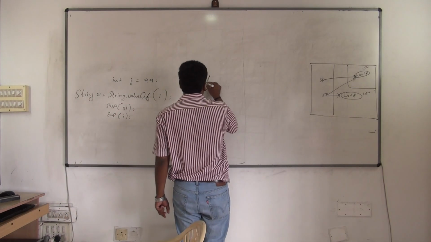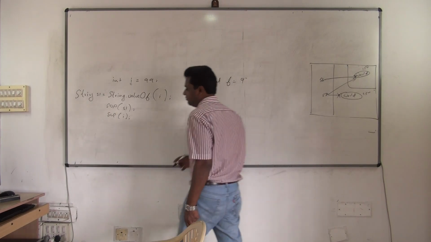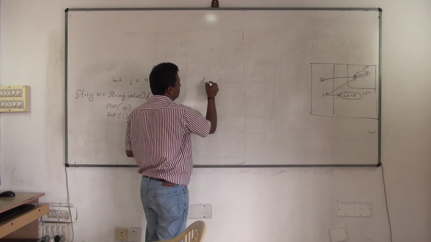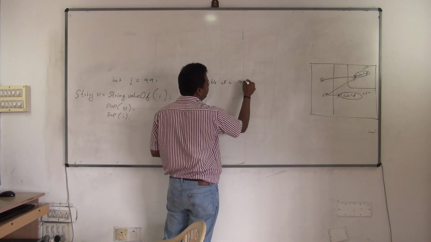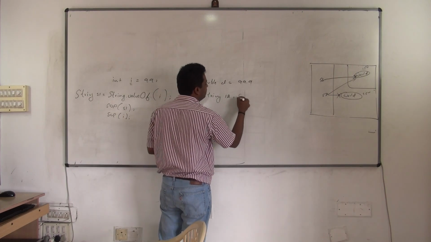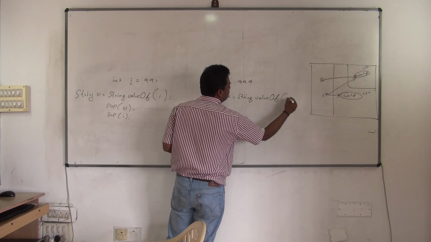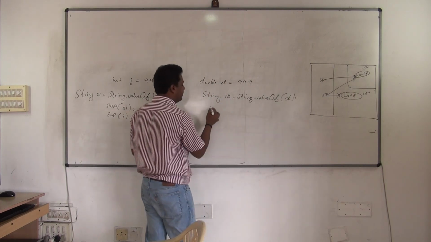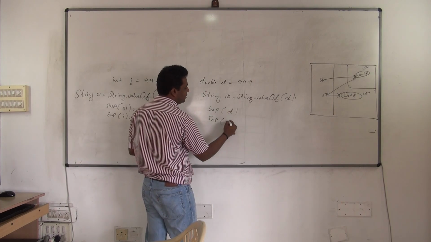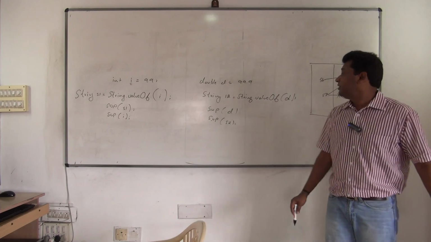Next, not only int. If you want, you can send even float, or double. Double d is equal to 99.9. I'll just say String s2 is equal to String.valueOf(d). The return type is String only. SOP d is 99.9. SOP s2 is 99.9.